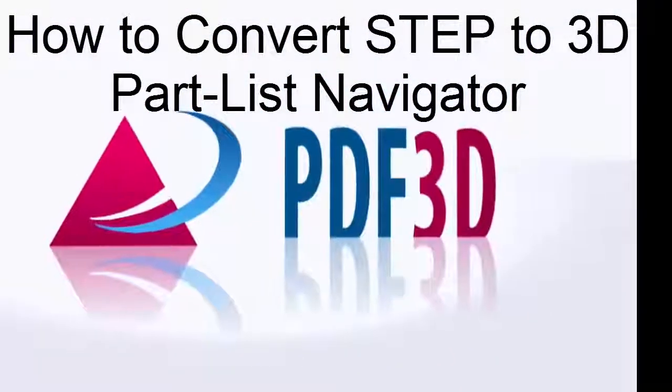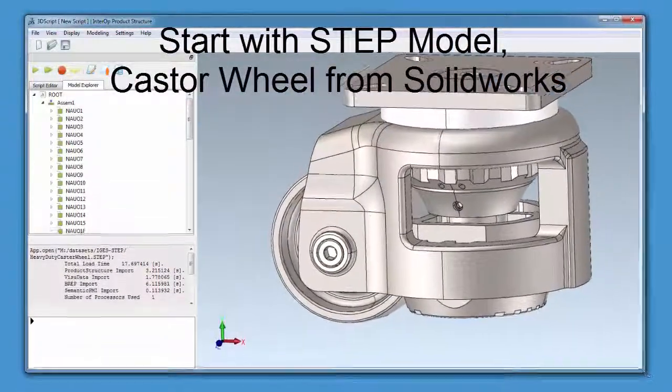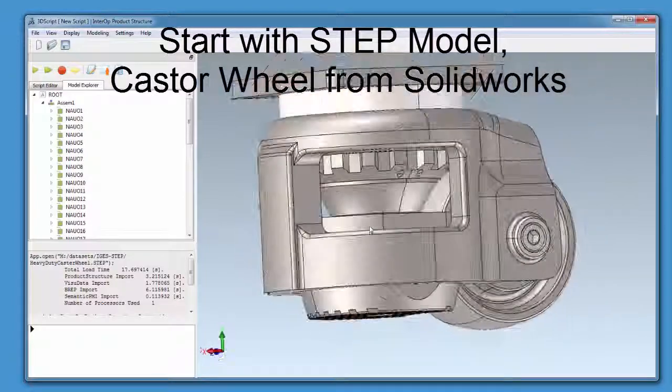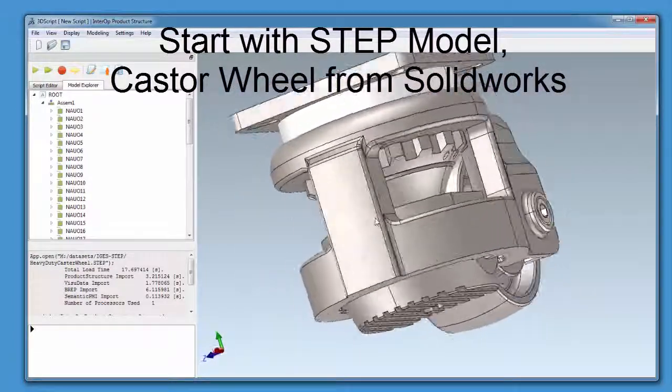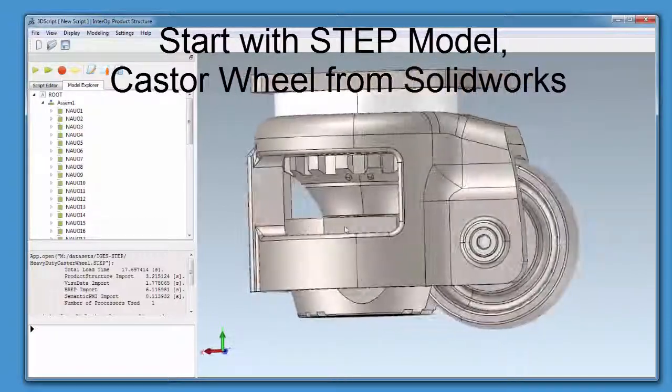Here's how to convert a STEP 3D model into a simple parts navigation application in a 3D PDF. Let's start with a simple STEP model of a caster wheel created from SolidWorks. Here you can see it has various individual parts and overall assembly structure.